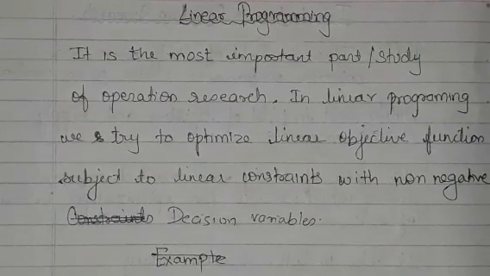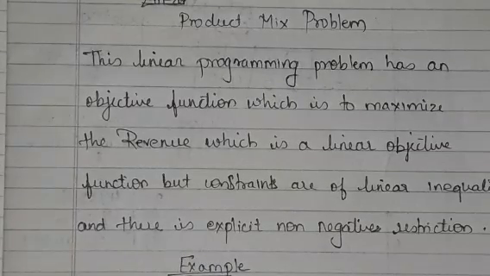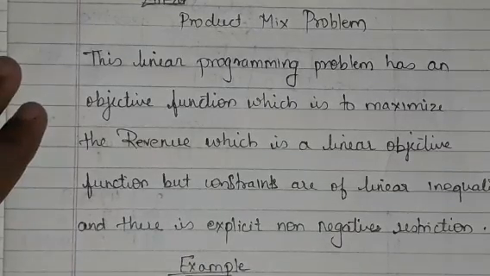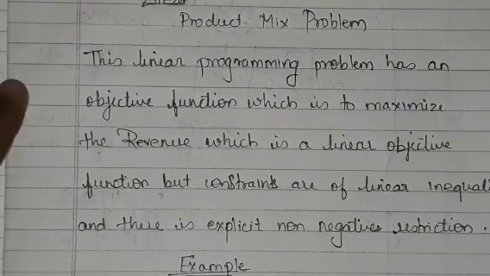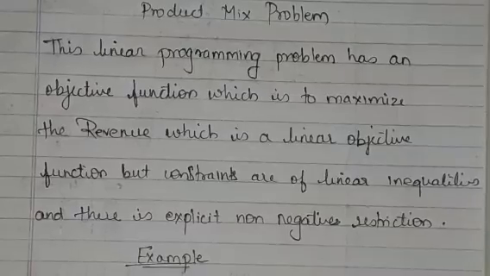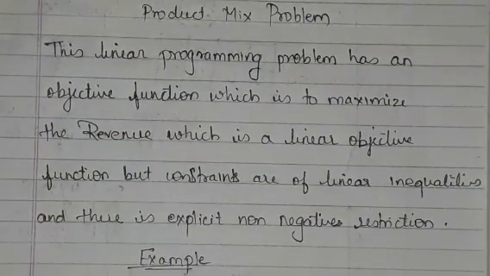So in linear programming, the first type of problem would be the product mix problem. Now, what is a product mix problem? Suppose I have a condition where I have multiple products with me, and I have to make a decision about which product I should manufacture to maximize my profit, right? The example which I gave you in the earlier part of this video. So that was an example of a product mix problem.